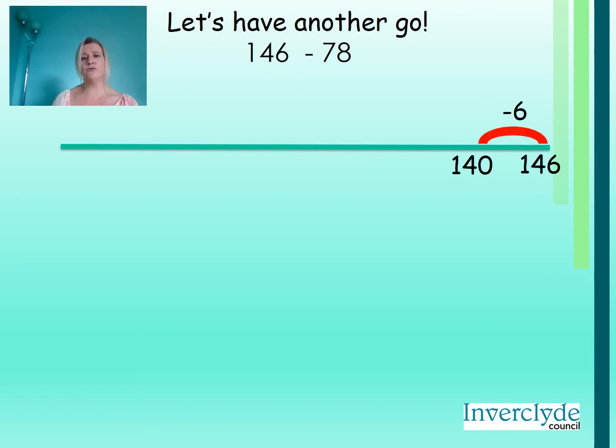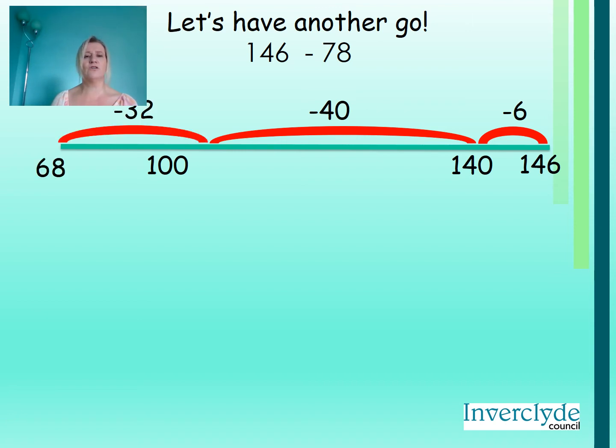If I build a bridge down to the nearest tens number, 140, I need to take off 6. That means I've still got another 72 to take away. I might build another bridge down to 100, taking off 40. That means I've taken away 46 altogether. I've still got another 32 to take away though. So I'm going to take off my 32 in one jump because I'm quite good at complements from 100.